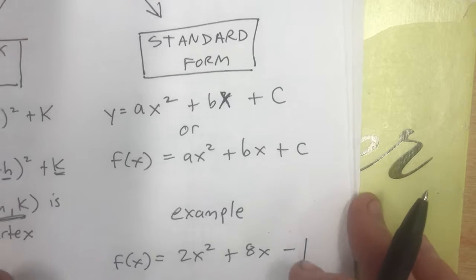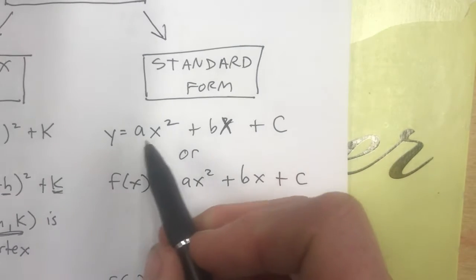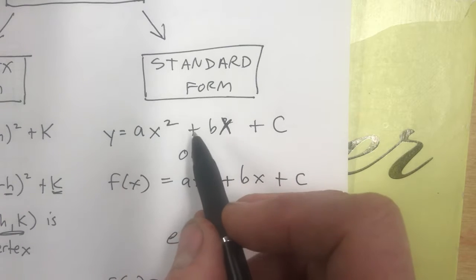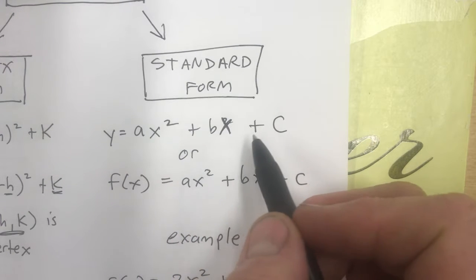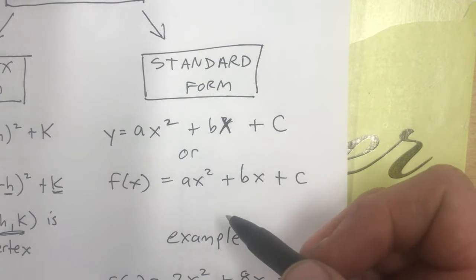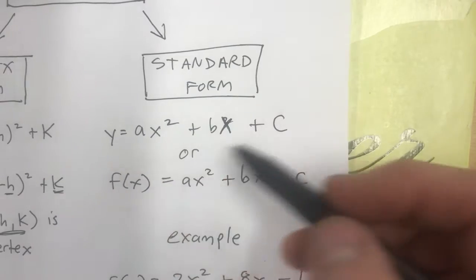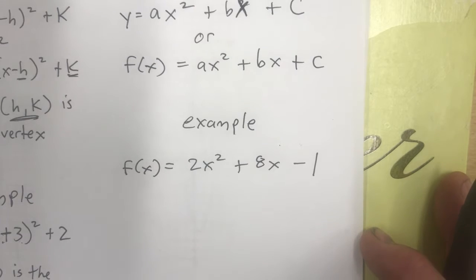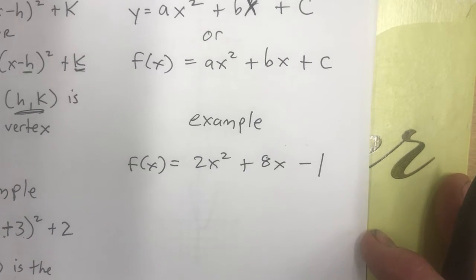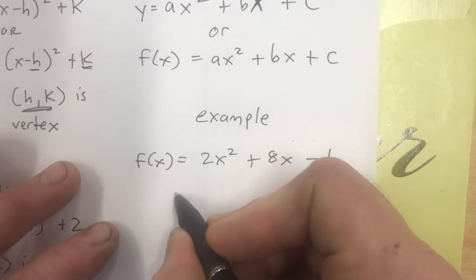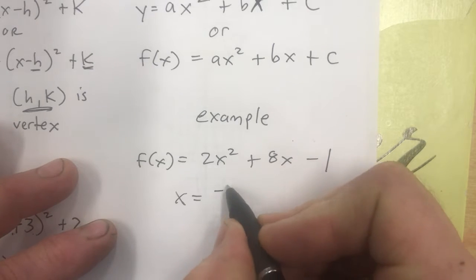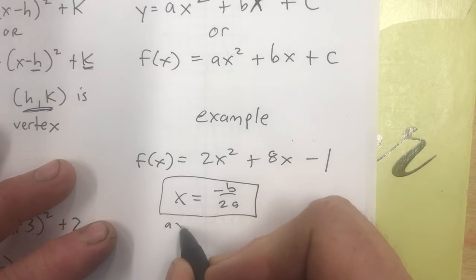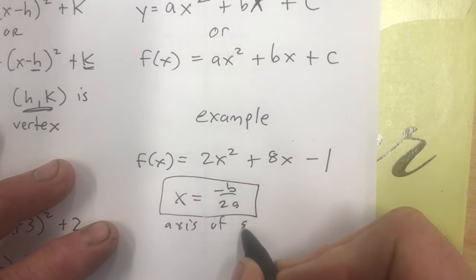Standard form is a little bit different. In standard form, you just have y equals a coefficient times x squared plus a coefficient times x plus a constant. It could be y equals or f of x equals. Here's an example right here. Now, you can find the vertex by doing this right here. X is going to equal -b over 2a. This right here is the axis of symmetry.